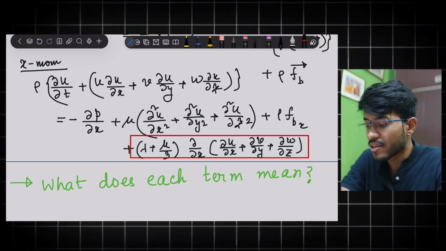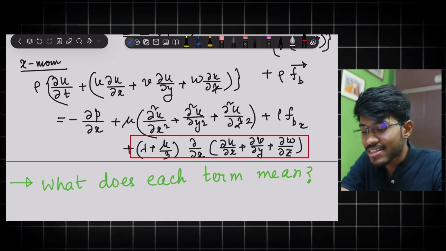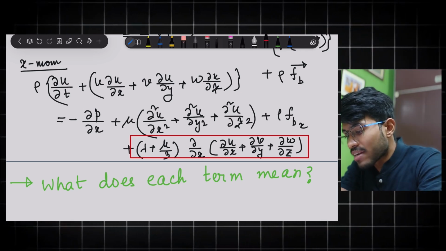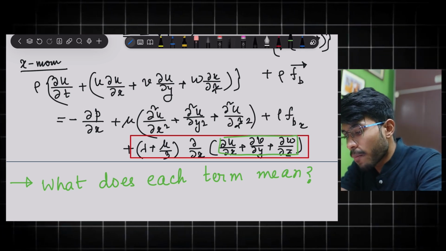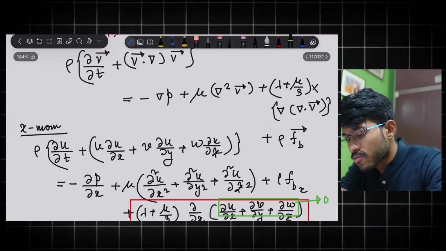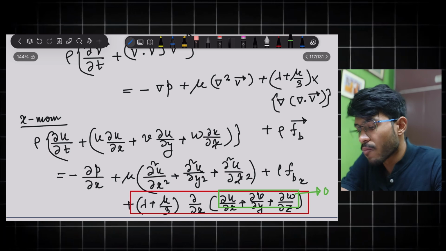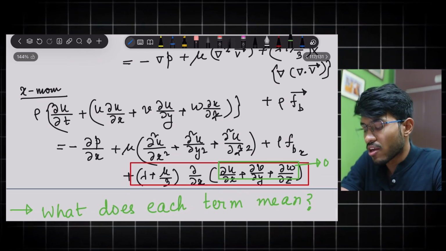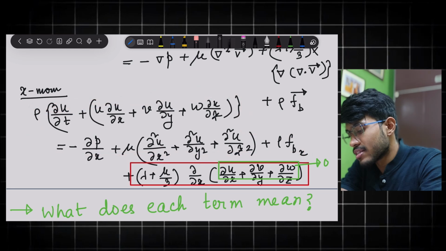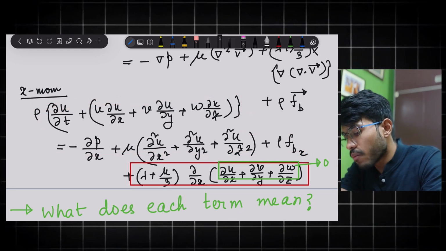In which condition can you neglect this term? The answer is when the flow is incompressible. So if the flow is incompressible, then I can say that this term is 0. Then only I can write my Navier-Stokes equation like this. So these things are very important.